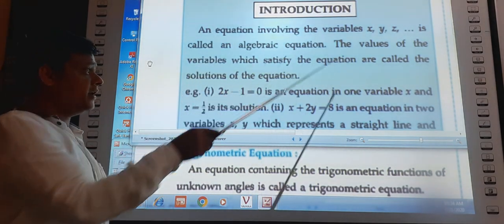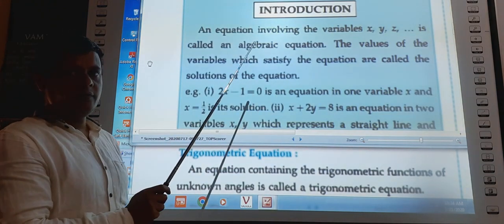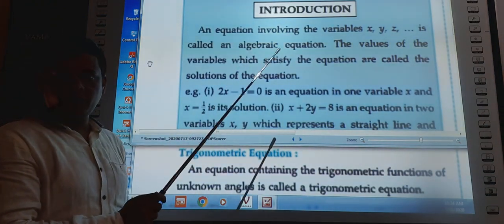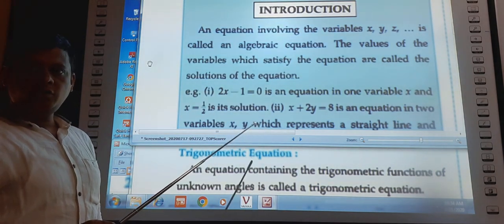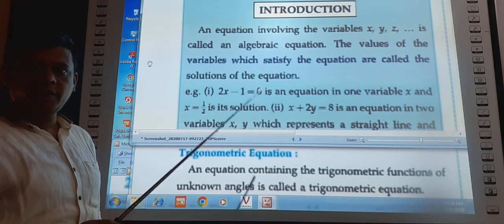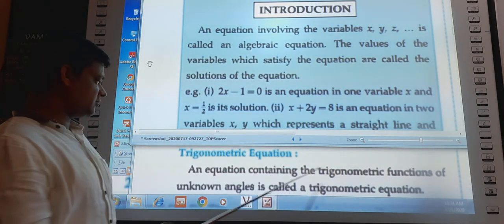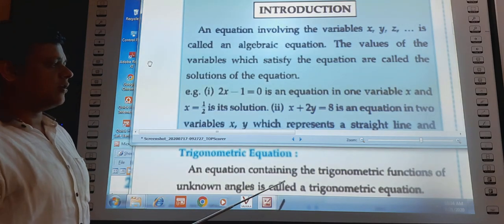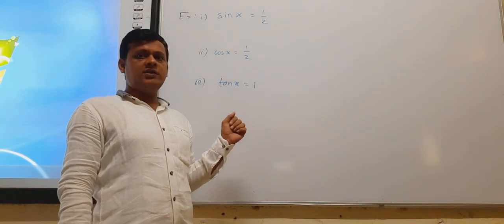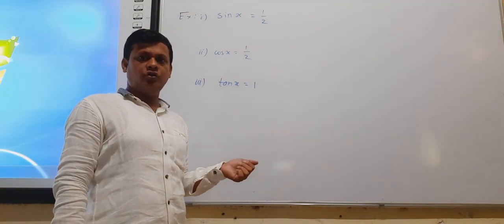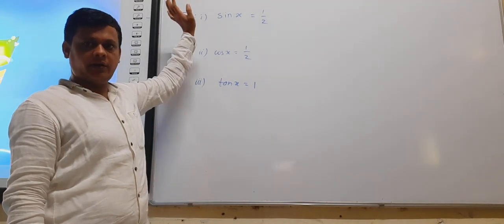Now from this definition you clear, if it contains only variables, then we call algebraic equation. In trigonometric function, there is trigonometric functions or trigonometric ratio, and equations containing the trigonometric functions of unknown angles is called a trigonometric equation. Simply we can say, if the equation contains trigonometric ratio or trigonometric function, then that type of equation is called trigonometric equations.